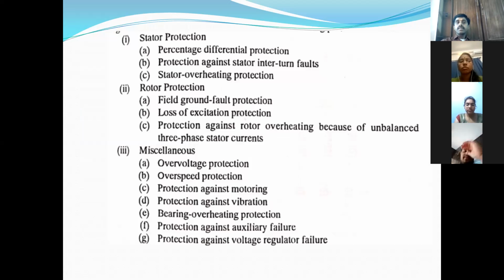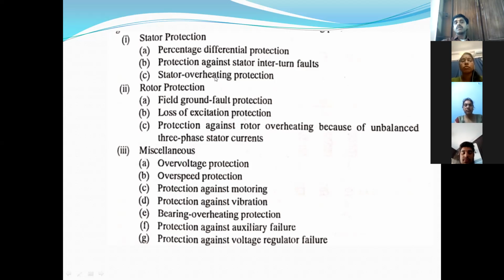Next, these are the various protection schemes. Coming to the stator protection: differential protection, protection against stator interturn faults, stator overheating protection. Coming to the rotor protection: field ground, loss of excitation, rotor overheating due to unbalanced three-phase currents. There are many other miscellaneous protection schemes: over voltage, over speed, motoring, vibration, overheating, bearing overheating, auxiliary failure, etc.